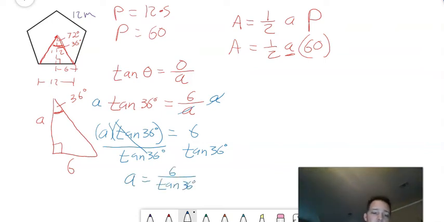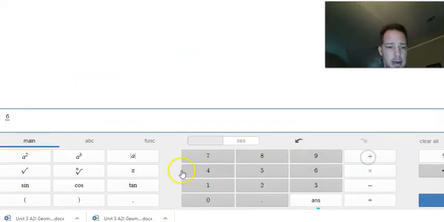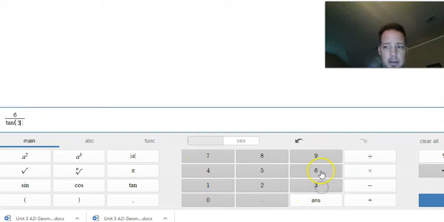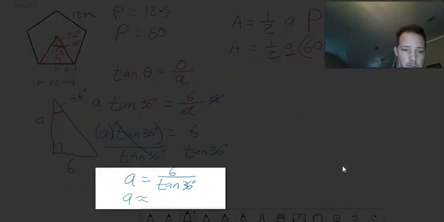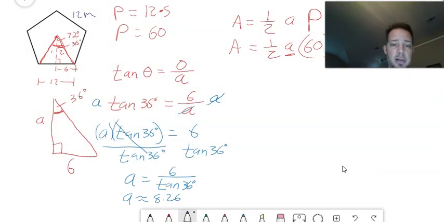So once again, A and tangent of 36 just switch places, and that'll happen whenever your variable's in the denominator of any of these trig functions. You'll be able to do that. So let's plug in our calculator and check to see what we get. 6 divided by tangent of 36, and we get approximately 8.26 for that side length. All right, so 8.26, let's go ahead and plug that one in.